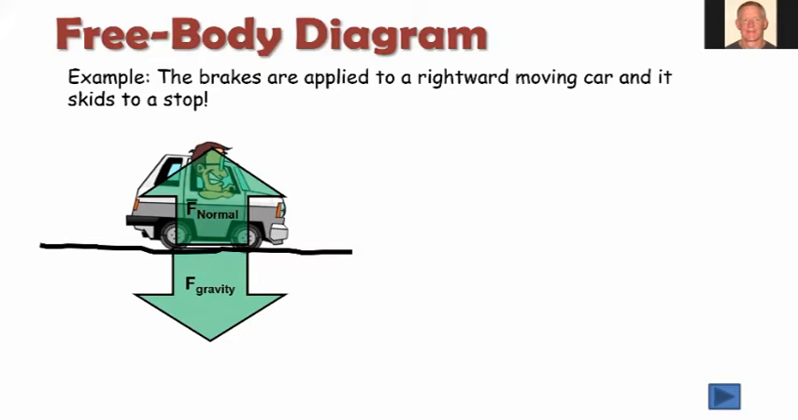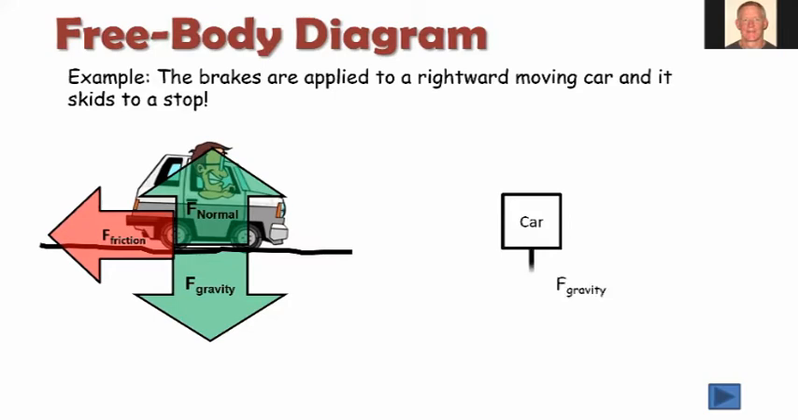Now we said brakes are applied to a rightward moving car. So if the car is moving to the right but slowing down, the force for the brakes is going to be to the left. And we'll call that a frictional force because it really is the friction between the brake pads and the wheel, or the wheel and the road. All right, let's put it into a free body diagram. Here's our car. We have gravity going down, our normal force going up, and our frictional force to the left.